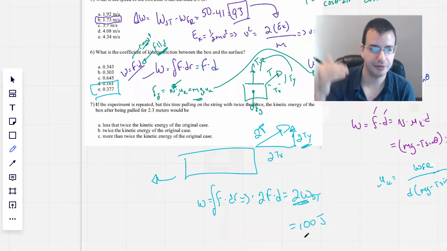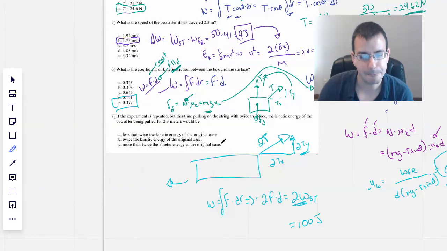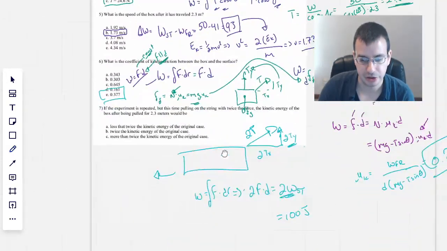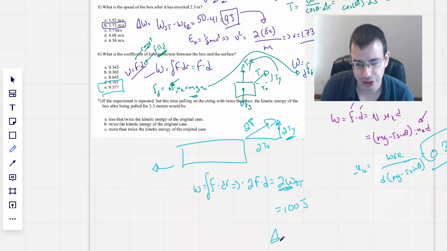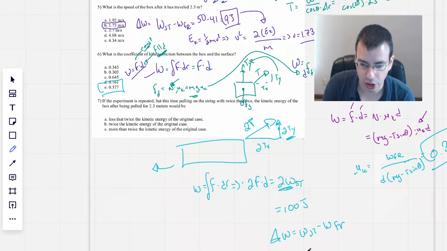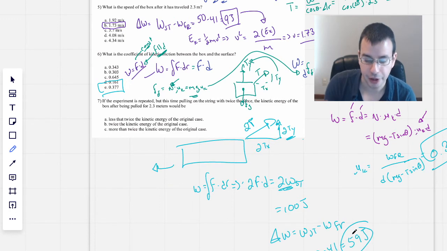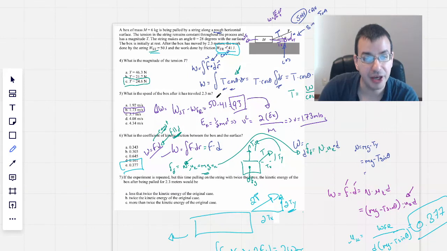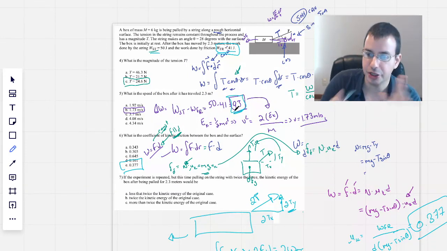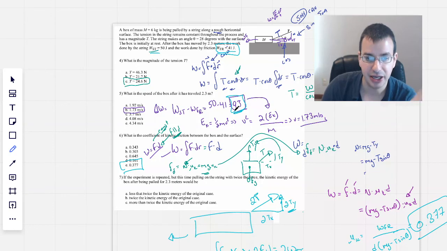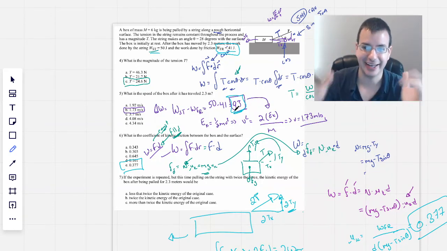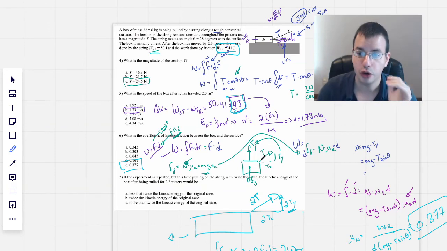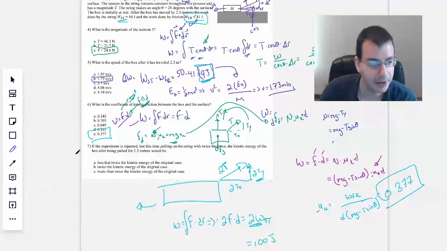Then when we subtract off the friction, delta work would be work string minus work friction, which would be 100 minus 41, which would be 59 joules. So originally, we had 9 joules because we had 50 minus 41, which was 9. Now this time, we have 100 minus 41, which gives us 59.